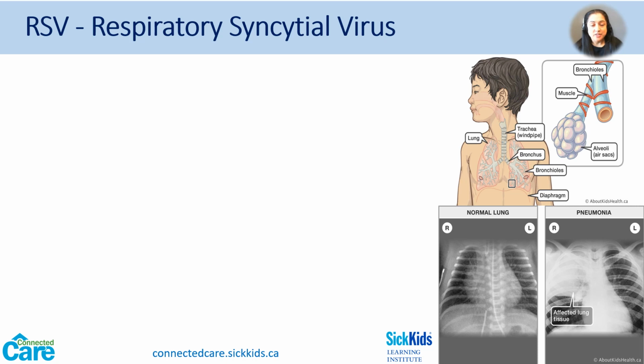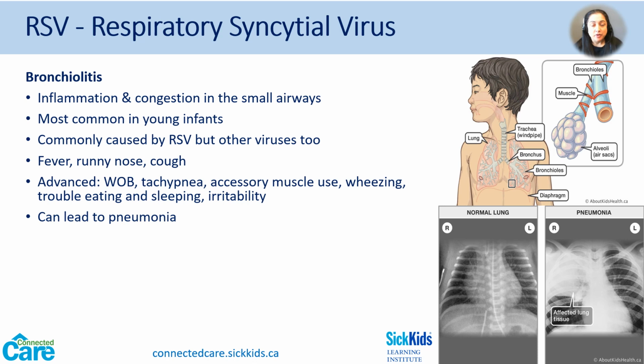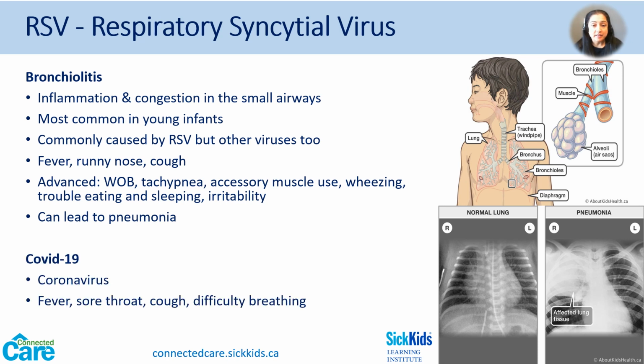RSV, or respiratory syncytial virus, is most active from about November to April in young infants. Bronchiolitis is a common lung infection of the lower airways. It's most commonly caused by RSV, but can be due to other viruses also. Initial symptoms include fever, runny nose, and cough, but can quickly advance to increased work of breathing, accessory muscle use, wheezing, trouble eating and sleeping, and irritability. It can also lead to pneumonia, especially in children who have underlying conditions that make them more susceptible, such as heart disease, lung disease, diabetes, and a weak immune system.